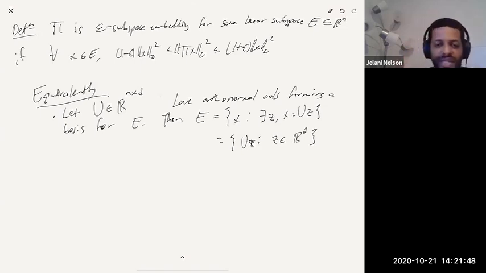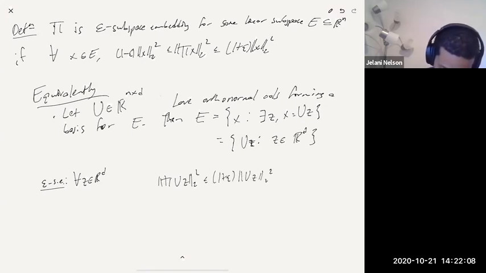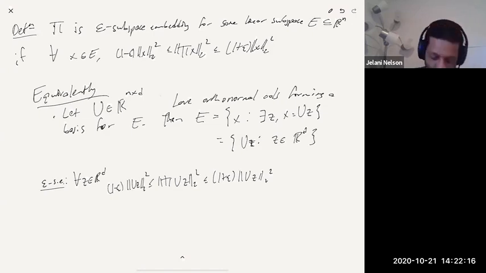Okay, so now what does it mean to be an epsilon subspace embedding? It means that for all Z in R^D, the L2 norm squared of pi UZ is less than or equal to 1 plus epsilon times the norm of UZ squared, and at least 1 minus epsilon times the norm of UZ squared. What is the norm of UZ squared? That's the same thing as Z transpose U transpose UZ, right?